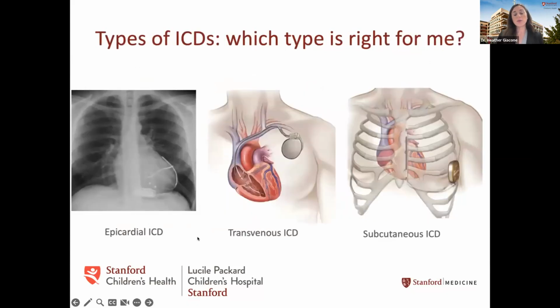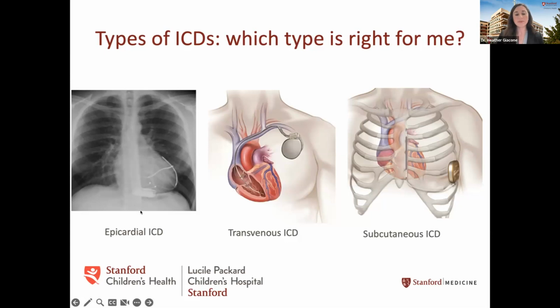So let's go over what types of ICDs are available and which type might be right for me. I want to point out 3 separate types. Go over them. An epicardial ICD is one that is sitting on the outside of the heart. So again, this is an X-ray instead of a cartoon, but you can see the generator, much like this one, right here outside of the heart. And then this is the lead circling around the back.